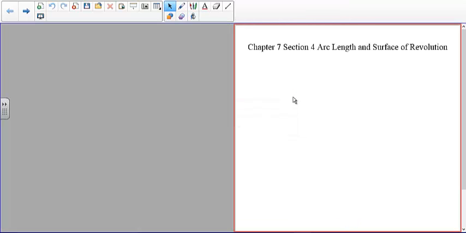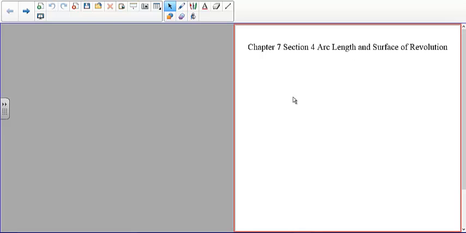So the next section is arc length and surface of revolution. So the arc length is actually the length of the line. So what we've done so far is we found the area between two curves. So that was area. That was section 1. Then we looked at the volume, rotating areas around different axes.